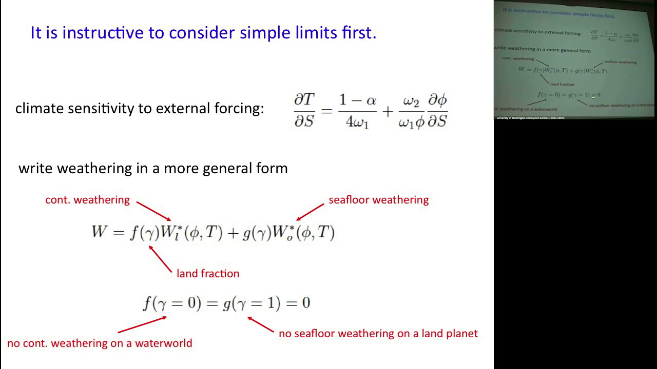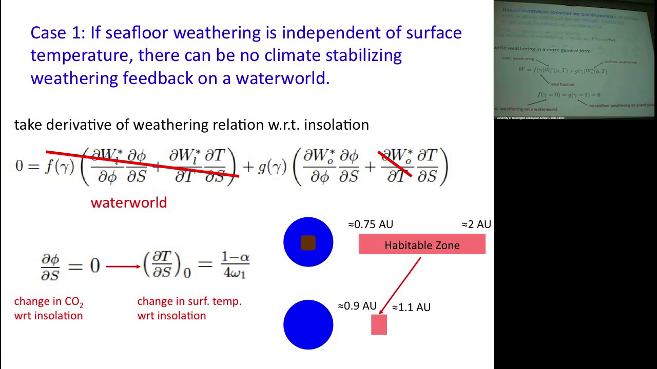And all I'm going to require about these functions is that if you have a water world, you can't have any continental weathering. And if you have a land planet, you can't have any seafloor weathering. So I think those are basic safe assumptions. And now is when you should wake up. So these 2 slides you should pay extra attention to.